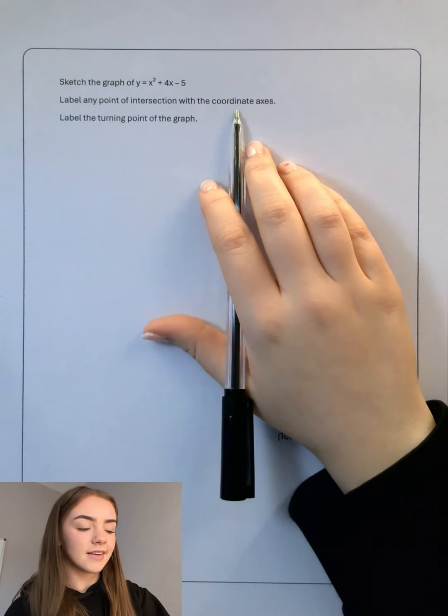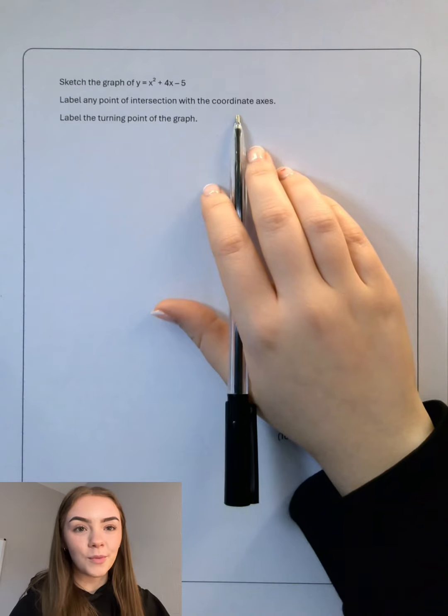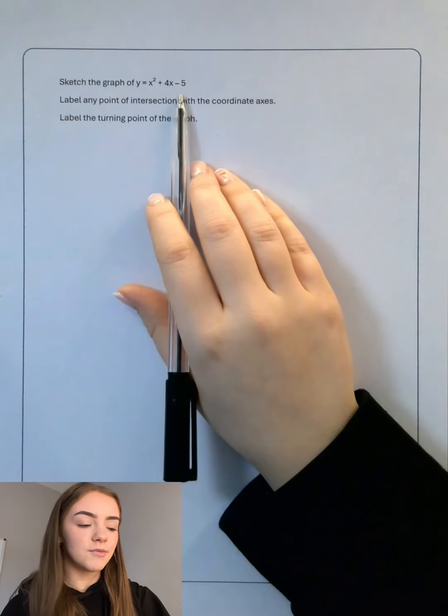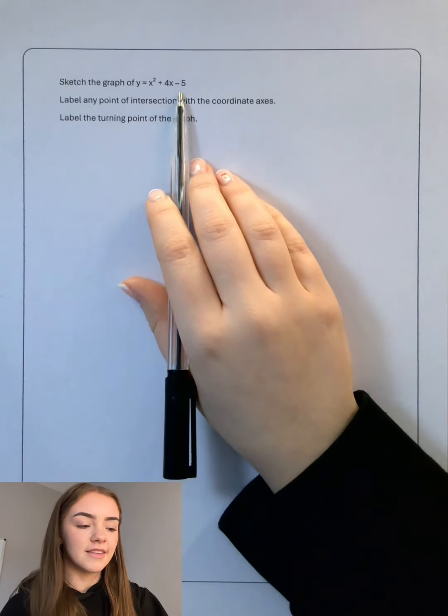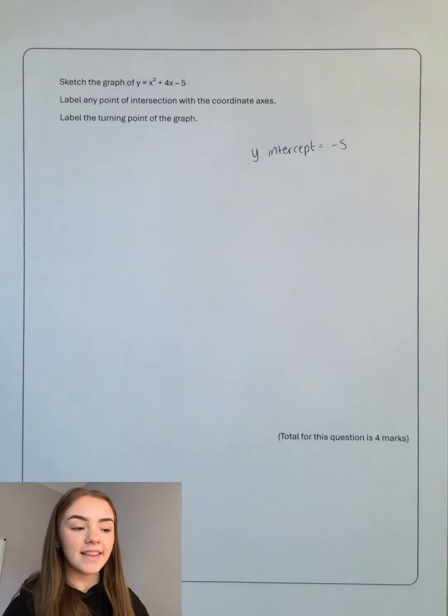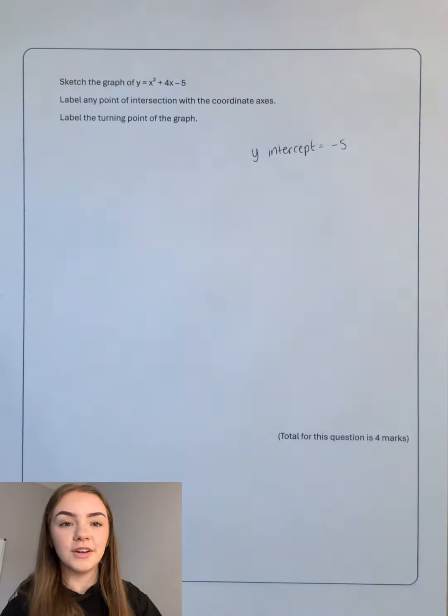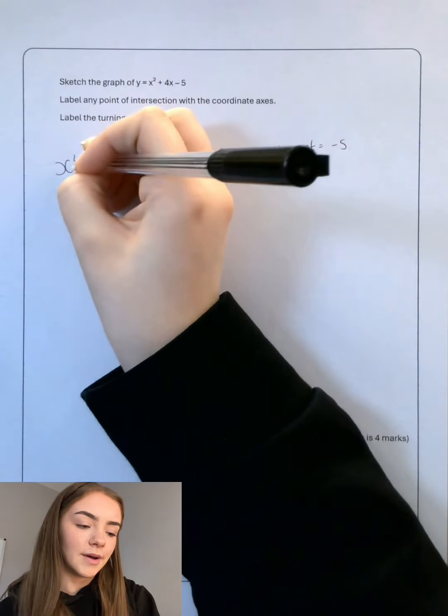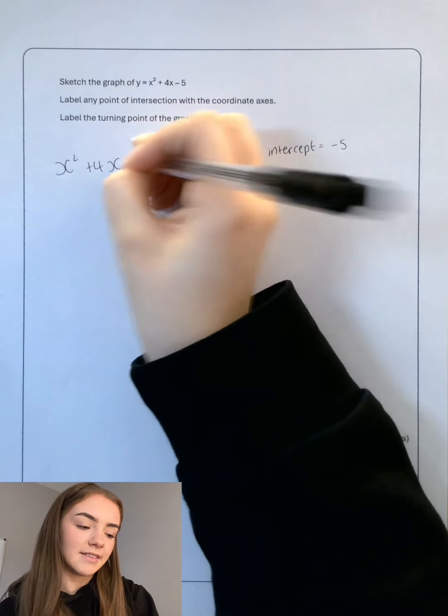For the coordinate axes, we'll have the x-intercepts and the y-intercept. The y-intercept we can read off the graph, that's our plus c, which in this case is minus 5. To find the x-intercepts, we'll need to set this equation equal to 0. So x squared plus 4x minus 5 is equal to 0.